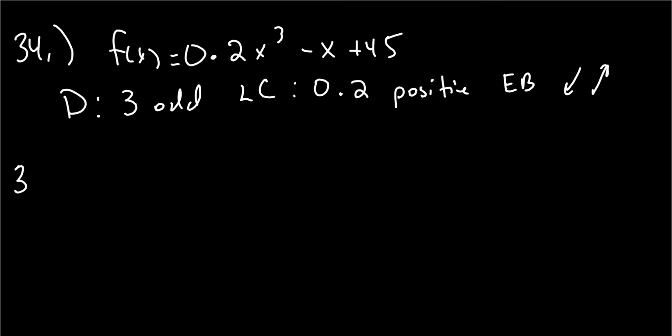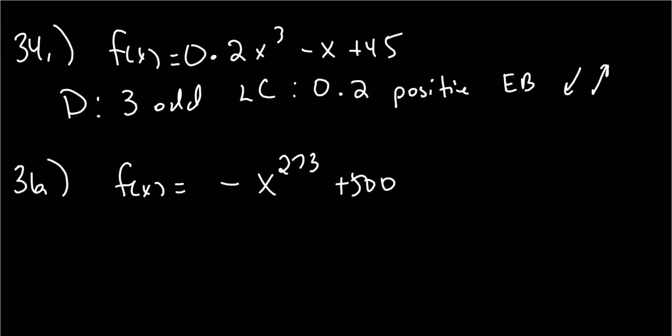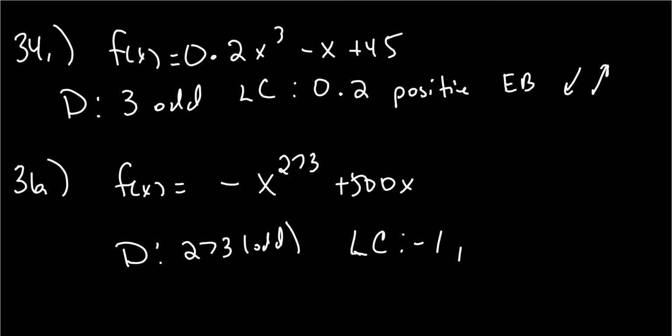36. I have f of x equals the opposite of x to the 273rd plus 500x. The degree is 273, which is odd. The leading coefficient is negative 1, which is negative. So it's odd and negative. It goes up and to the left, down to the right.